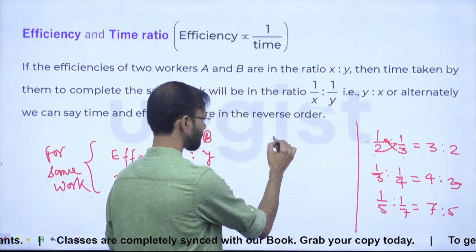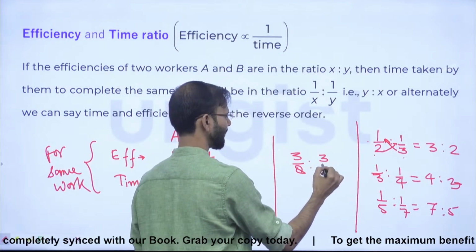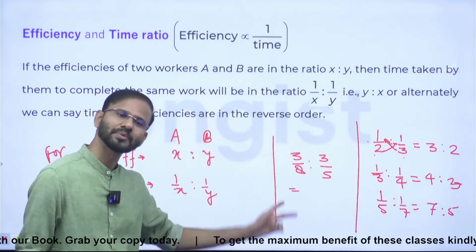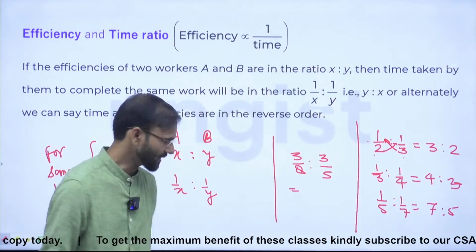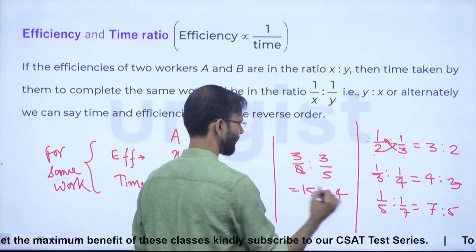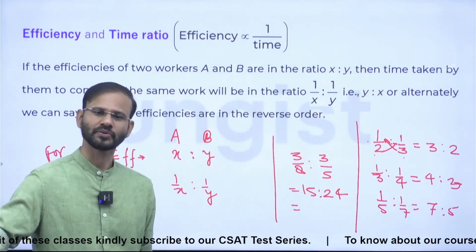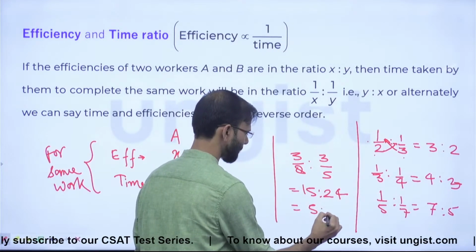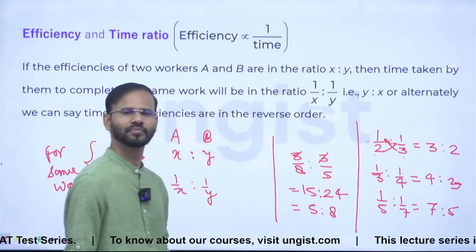And one more, let's say 3 by 8 is to 3 by 5. What is this, guys? Do the cross multiplication. Tell me the value. 15 is to 24. Everyone fine now? Both the numbers are divisible by 3, so 3 and 3 can be cancelled from here.